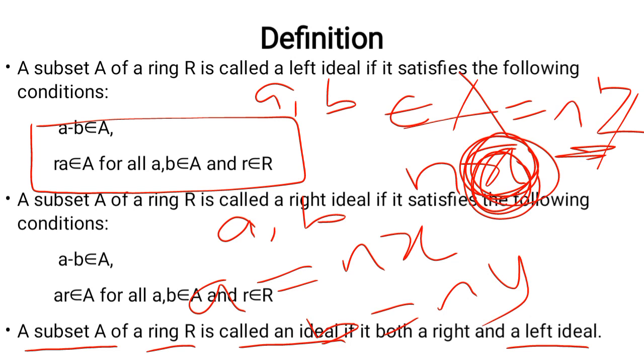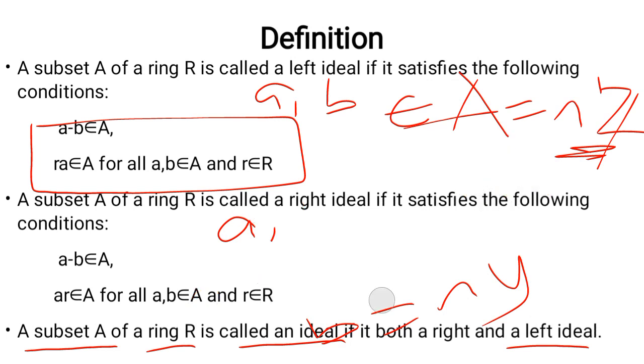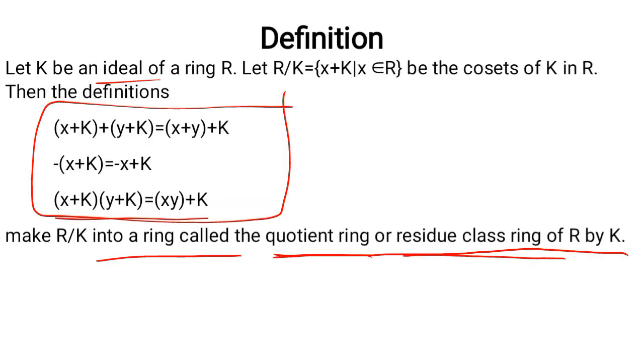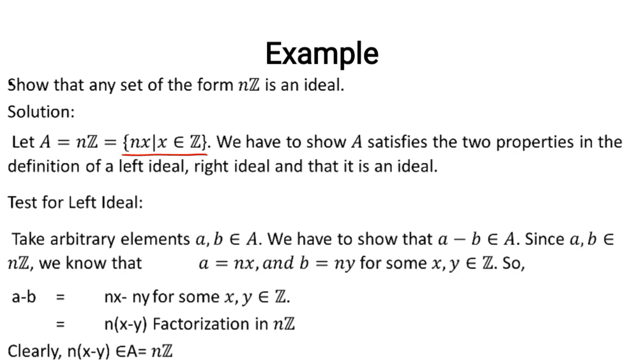Okay, let me clean this so that if we need to come back, we have the screen available for us to use. Okay, so let's move forward again. We're trying to show that this is an ideal, right? So we want to check for the left ideal side of it. So we pick a, b in A, and we need to check for a minus b, which is the first thing we should check, and then later we'll check the left part of it. So let's check a minus b.